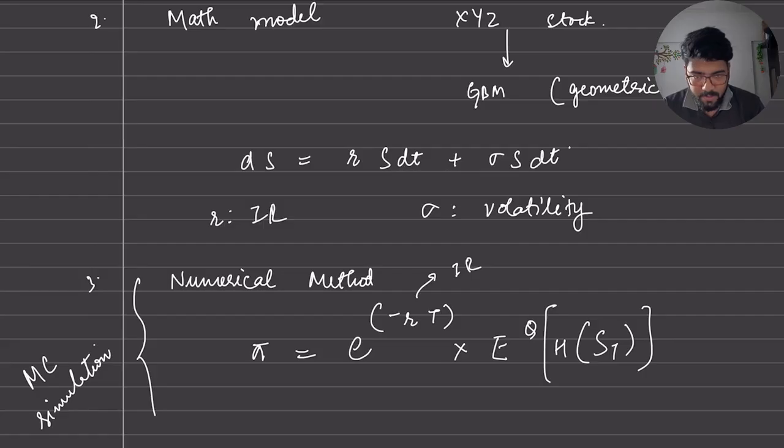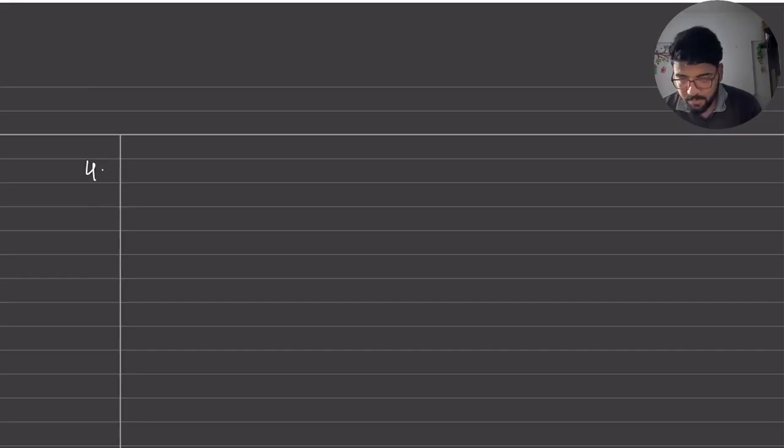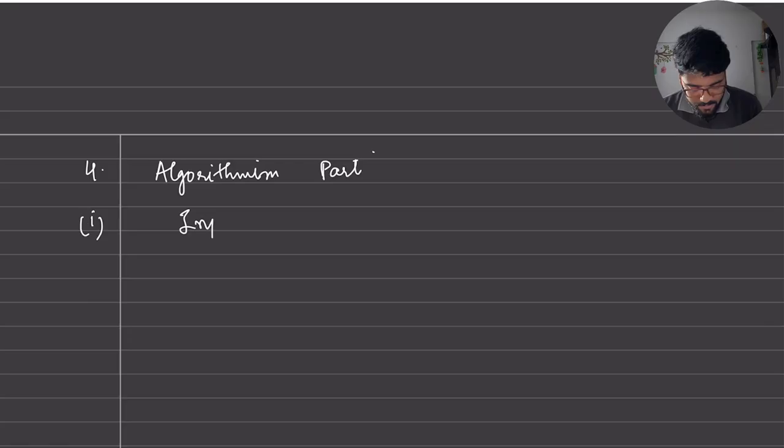So now what we are going to do is write down the algorithm for how we are going to simulate it. So first and foremost, what are the input parameters? Second, this is the algorithm part. So we'll be writing this in C++ code, algorithm part. So first is going to be the input. What are the inputs that we have for that particular option?